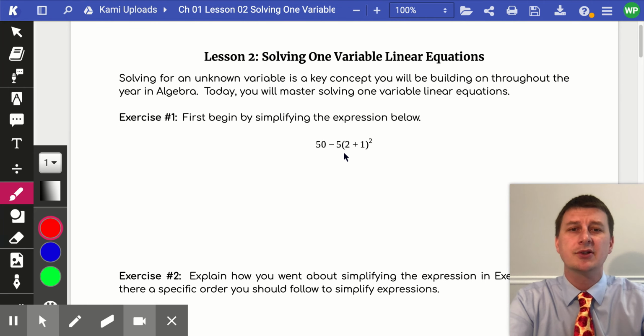You're going to be solving so many different kinds of equations by the end of this year. When you look back at one variable linear equations, you're going to be like, that was so easy. That was so simple. And it's because we're going to start right here with the very basics of solving an equation.